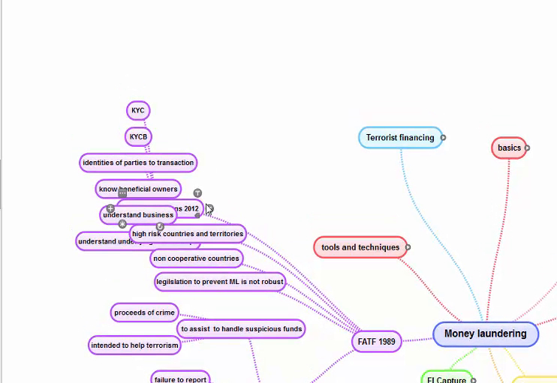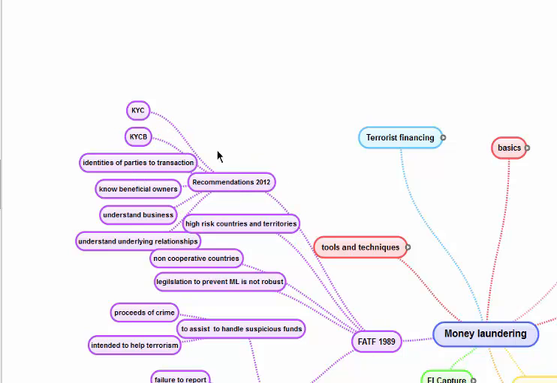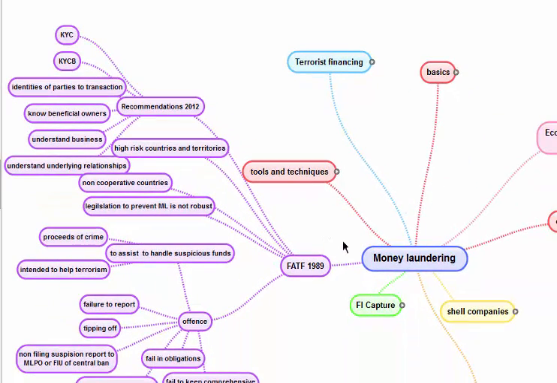What are the recommendations? The recommendations are that know your customer has to be done. CDD, customer due diligence has to be done. Know your business, know your customer's business, know your customer's customer. KYCC, KYC, KYCB and CDD have to be diligently followed. The identities of the parties of the transaction have to be kept on record, and it should be satisfactory. The beneficial owner of the business, in case it is a shell company or foreign owned institution, understanding the business is to be done and understanding the underlying relationships. These are the things which a banker is supposed to know.